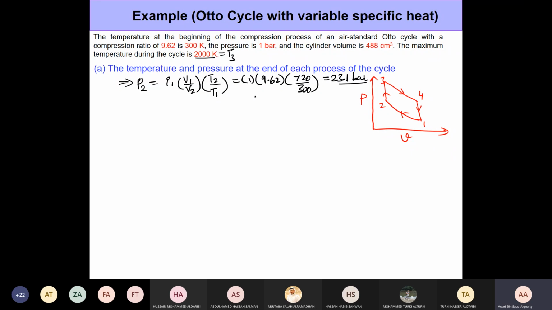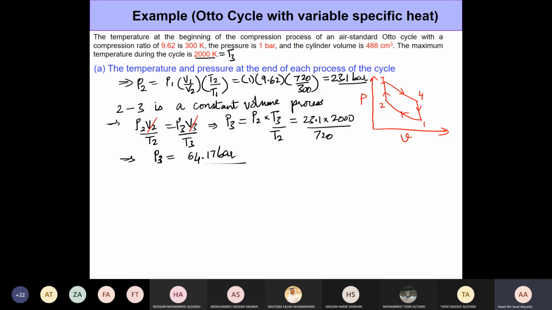Well, it's not very complicated. We just have to make use of the ideal gas equation again, right? 2 to 3 is a constant volume process, so V2 is equal to V3. And for an ideal gas, we can always write this equation, right? PV by T is a constant for all states. Just like we said, P1 V1 by T1 is equal to P2 V2 by T2. Of course, the gas remains an ideal gas throughout, so P2 V2 by T2 should also be equal to P3 V3 by T3.